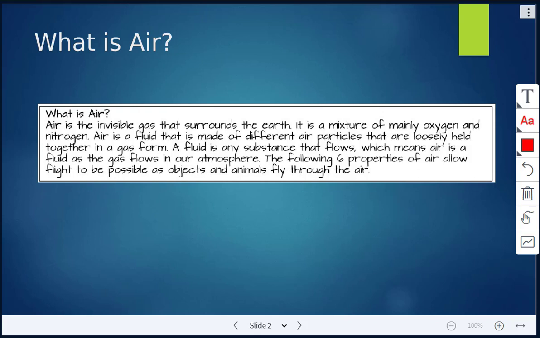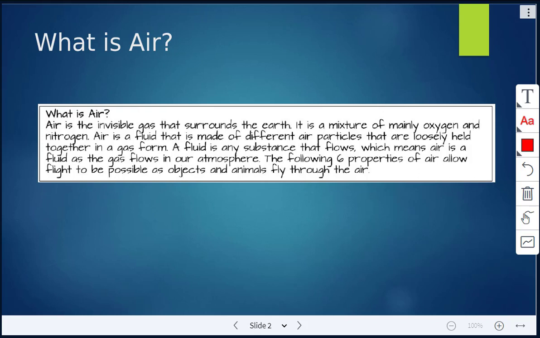So keep in mind that any fluid is any substance that will flow. So this includes air as well as gases as well as liquids. All right, so air therefore is a fluid because gas can flow in our atmosphere.